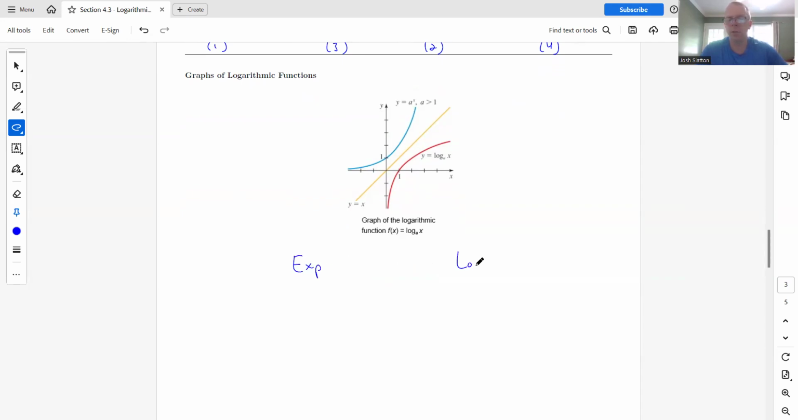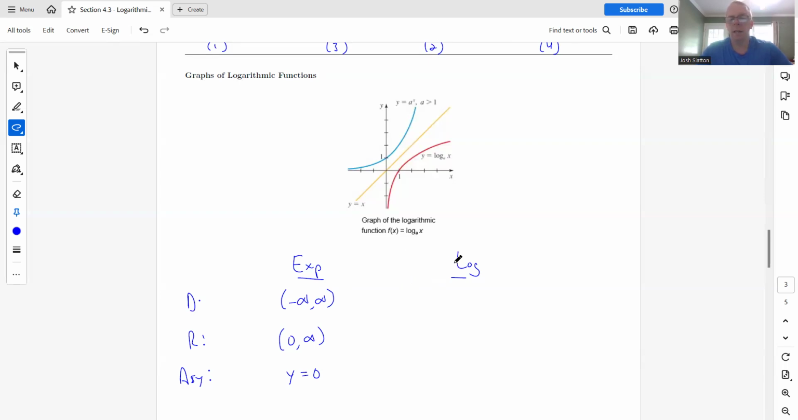So we have the exponential graph, we have the log graph. And we can talk about domain, we can talk about range, we can talk about asymptotes. So the domain of the exponential, which is the blue one, is all real numbers, so negative infinity to infinity. The range of the exponential is 0 to infinity. And then the asymptote is at y equals 0. So we have a horizontal asymptote, domain's all real numbers, and the range is all the positive numbers.